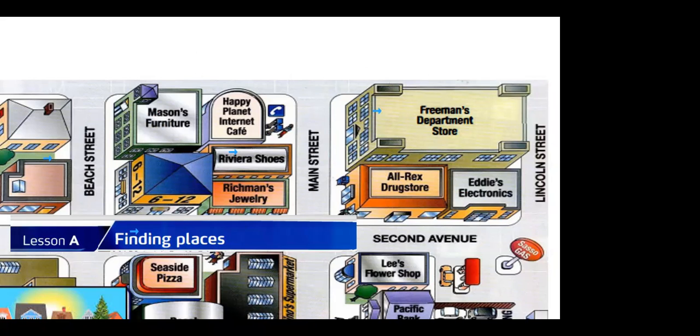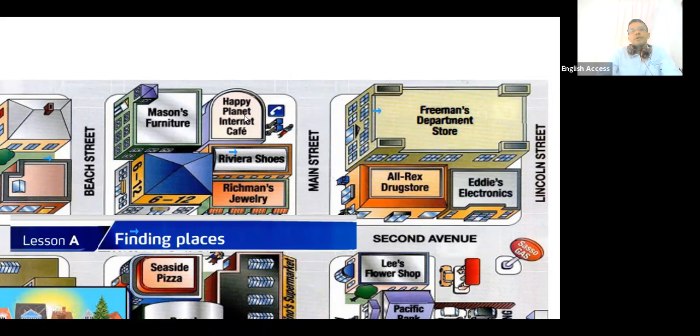Bain, Rivera shoes. Trust. Yes, Rivera shoes. Well, Rivera shoes is close to the internet cafe, right?